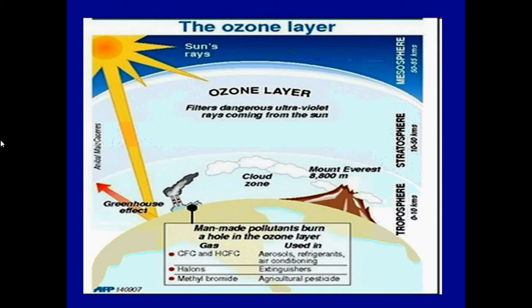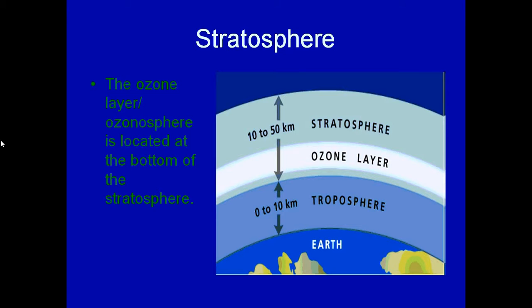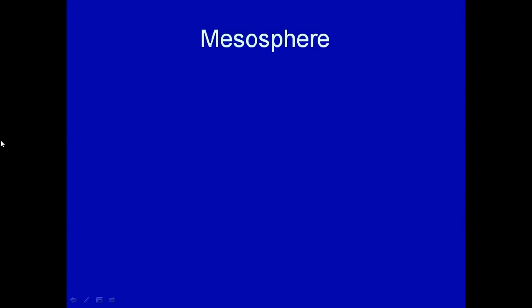Ozone layer. It filters dangerous ultraviolet rays that come from the sun. Yay for the ozone layer. The ozone layer, or ozonosphere, is located at the bottom of the stratosphere. Next is the mesosphere.